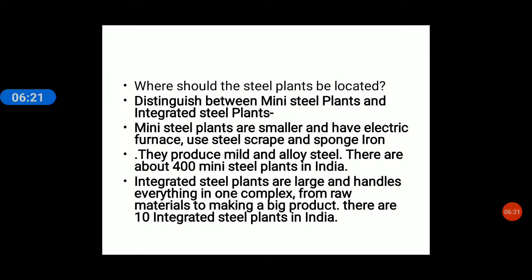But in an integrated steel plant, from raw material to making of a big product, everything is done within the company, within the factory or within the plant. So in India, there are 10 integrated steel plants. So you will go through the map in the book. I hope you are clear.